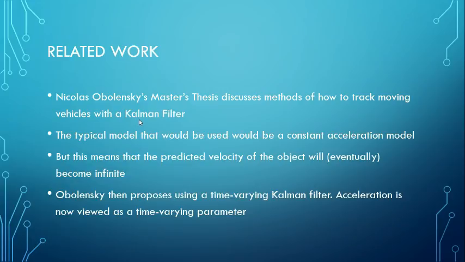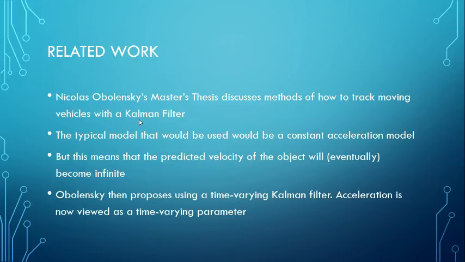But there's a few problems with that. One big one being that if I have a constant acceleration model, say measuring a ball that is being dropped, well, that has a constant acceleration of 9.81 meters per second squared. That's the gravitational constant. But one issue is that if we were to predict the velocity of the object, that predicted velocity will eventually become infinite, which is obviously a problem because objects can't have an infinite velocity, and it's again not quite what nature is. Nature doesn't operate at a constant acceleration. The acceleration varies for a multitude of reasons, and that's what Obolensky decided to address.